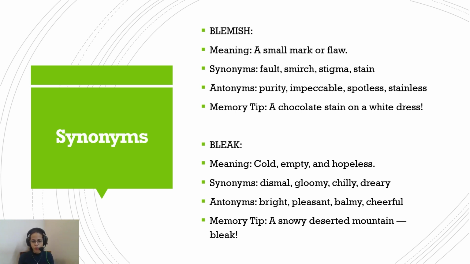So very hopeless. The synonyms would be dismal, gloomy. Gloom is again very depressing. Chilly, dreary. Again, all these words mean very depressing. Antonym would be bright, pleasant, balmy, cheerful. So for bleak, you can put an image of maybe Canada, Russia, or Antarctica. Very cold, white, hopeless scenario. So that's bleak.